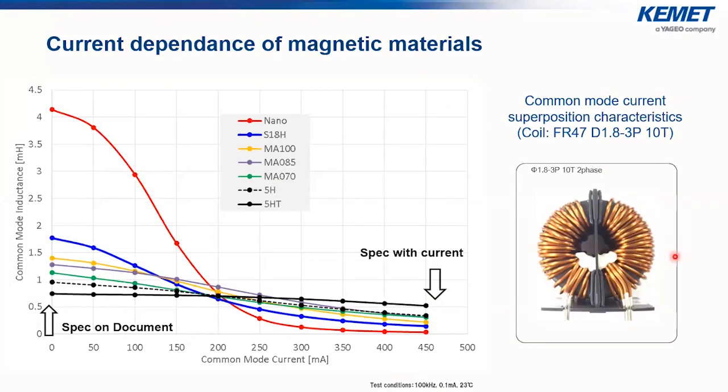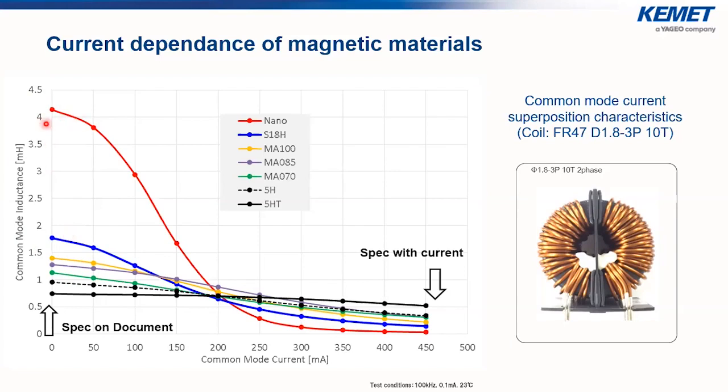In fact, in this case, I have an example here. We have a common mode choke. So we have a core with a specific shape and dimension, and we have the same number of turns, same kind of wire with the same thickness. We just selected different core materials. As you can see in this graph, if we compare the values we can see on the datasheet, it seems that the nanocrystalline material is really, really good and really above the other kinds of materials we have here.